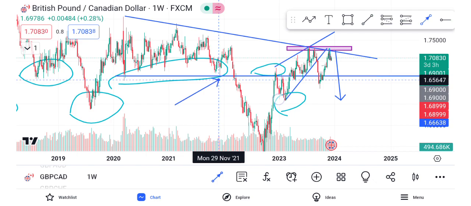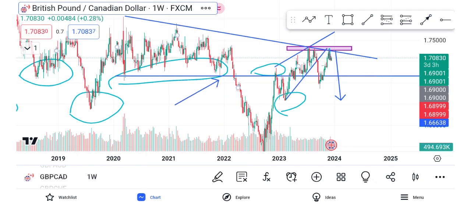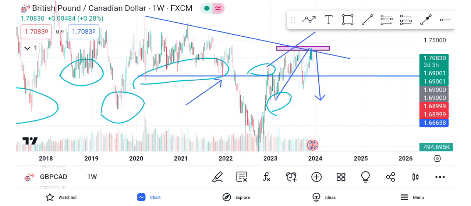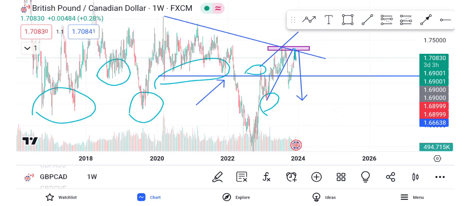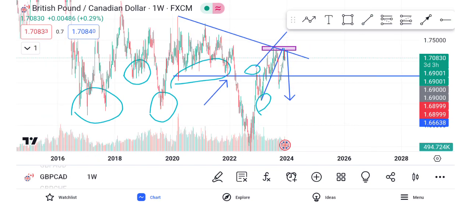It has broken that point before the price retests back to the resistance level. So that means that point is useless. The point is weak now. That point is not valid again.